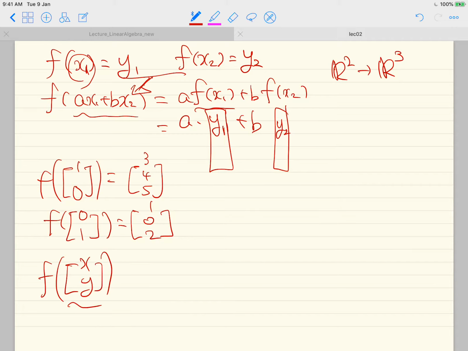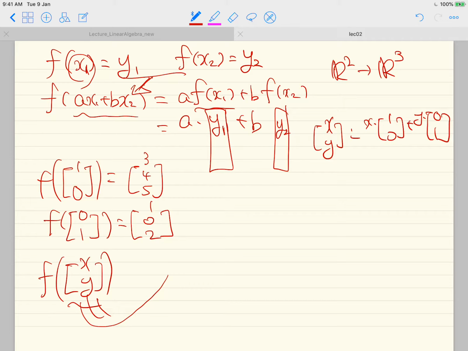Given some arbitrary vector x comma y, this guy is always represented as x times 1, 0 and y times 0, 1, right? Okay, and this x comma y is a linear combination of 1, 0 and 0, 1, right? And thus it is f of x times 1, 0 and y times 0, 1, right?